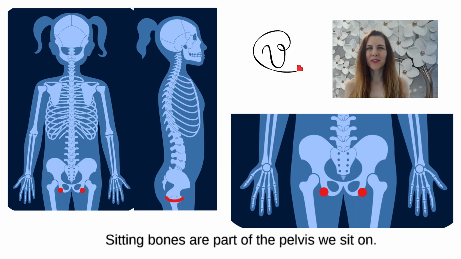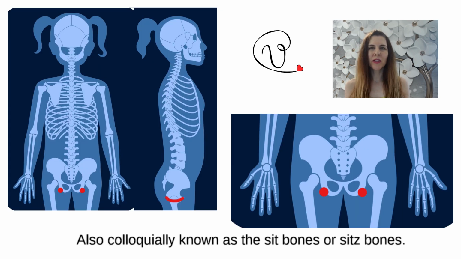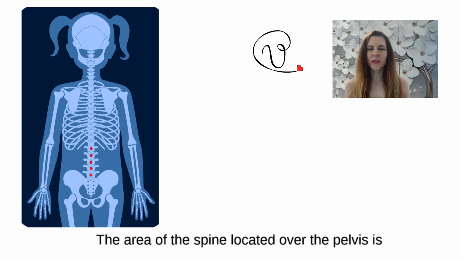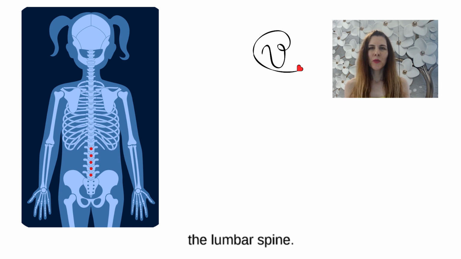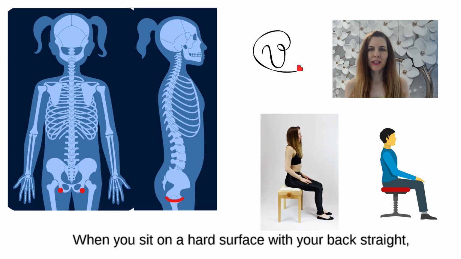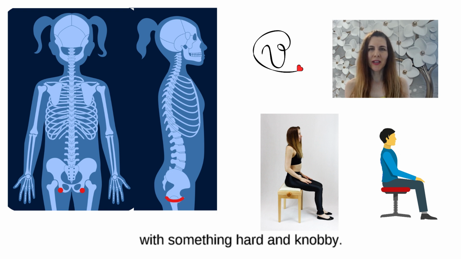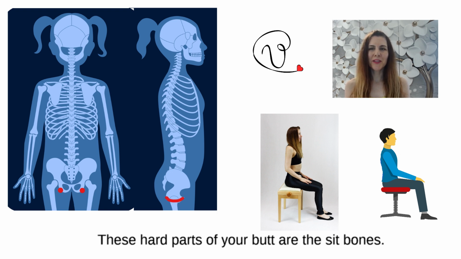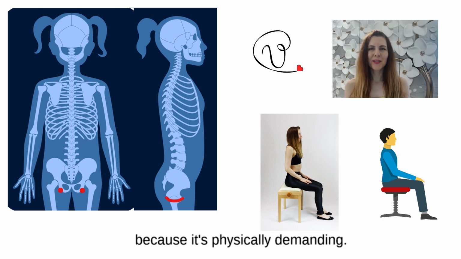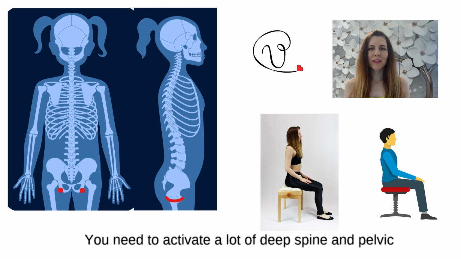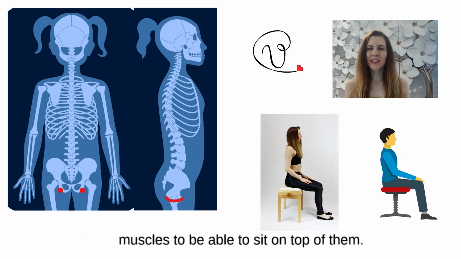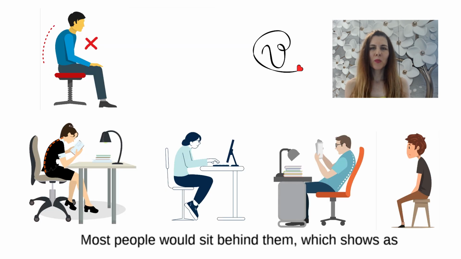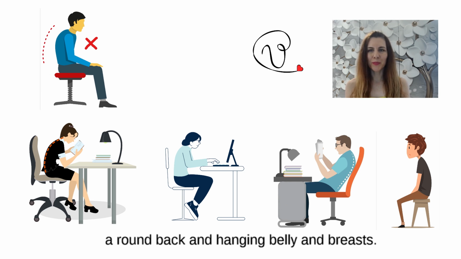Sitting bones are the part of the pelvis we sit on, also colloquially known as the sit bones or sits bones. The area of the spine located over the pelvis is the lumbar spine. When you sit on a hard surface with your back straight, you will feel that you are sitting on it with something hard and knobby. These hard parts of the butt are the sit bones. Most people don't sit on top of the sit bones because it's physically demanding. You need to activate a lot of deep spine and pelvic muscles to be able to sit on top of them. Most people would sit behind them, which shows as a round back and hanging belly and breasts.